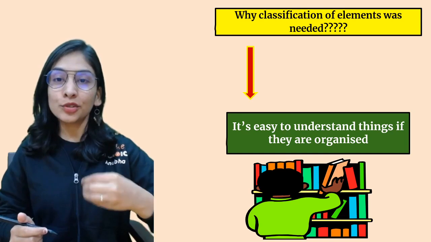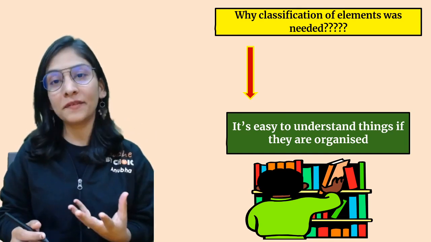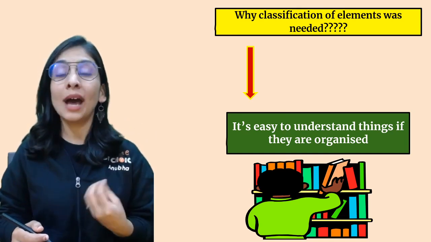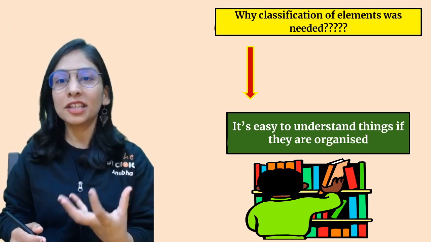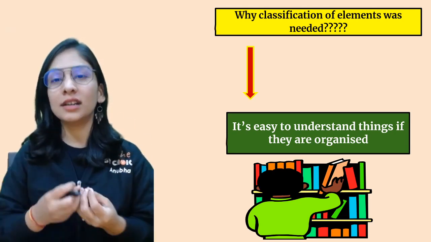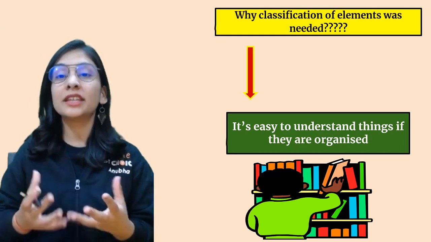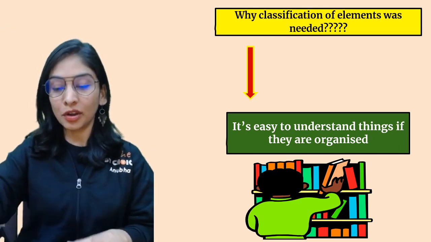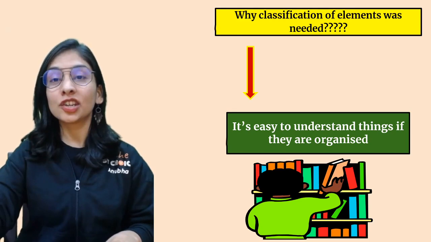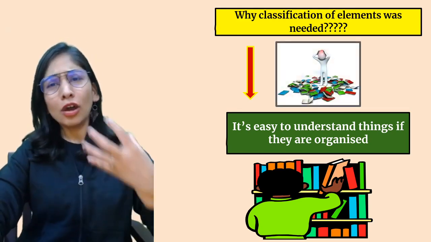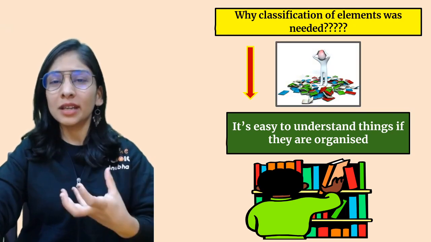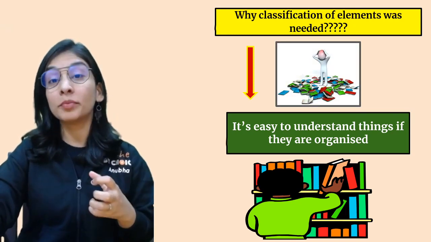So when it comes to elements, everyone, we really want to have the same kind of ease, so that we see all of the elements in such a way that it is easy to understand them, and easy to understand their properties too. That's why classification is needed, because we need an organized arrangement. All of the elements whose properties are almost similar, we should group them together.